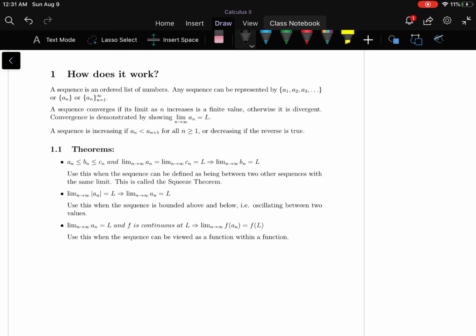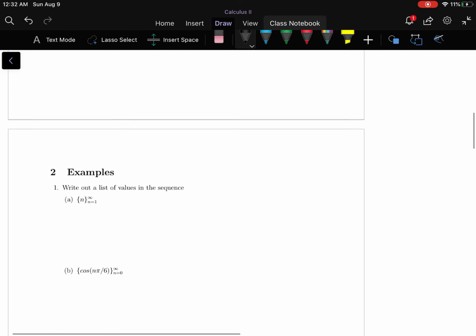You could also make use of some theorems, such as whether the sequence is oscillating between two numbers, or a unique theorem called the squeeze theorem might actually be useful. So I'm going to progress through the examples here so that you could see how some of these things can be applied and get a better sense for what sequences are.